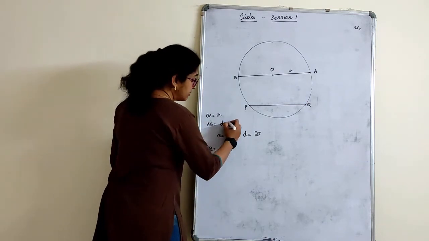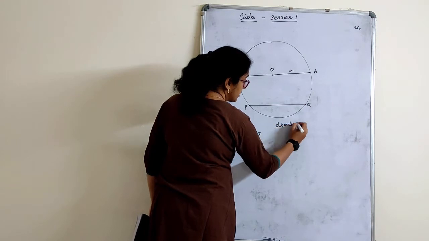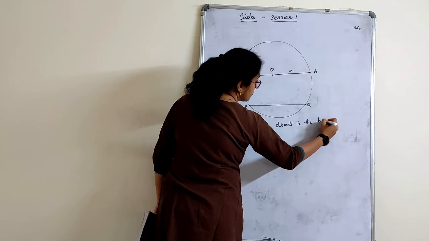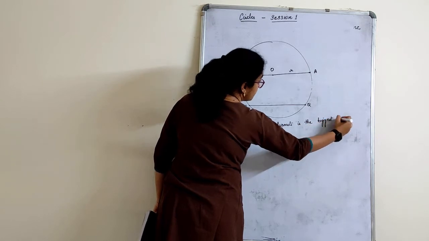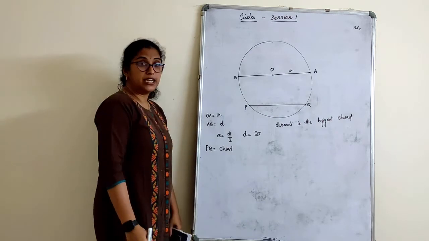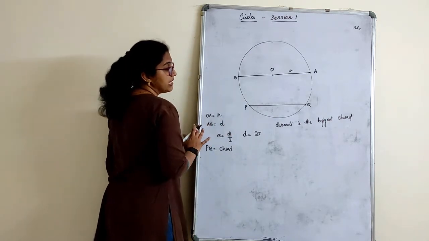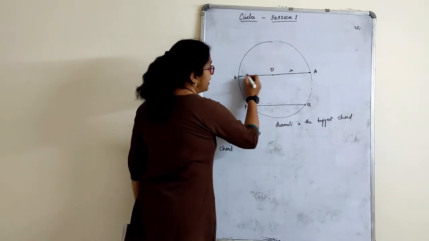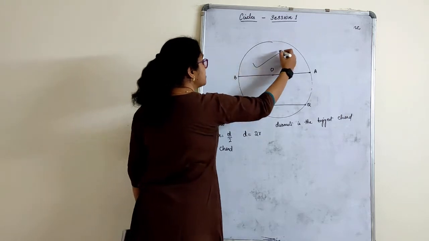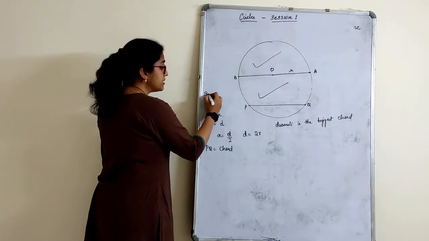So we can say that diameter is the biggest chord, right? So diameter is a chord, but a chord is not a diameter. So this part is very clear. Now the next. Whenever we draw a diameter in a circle, it is always divided into 2 halves. That is called a semicircle.